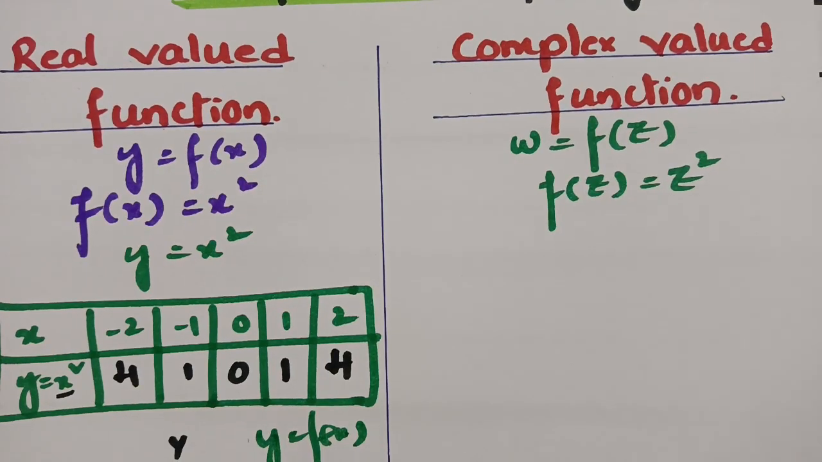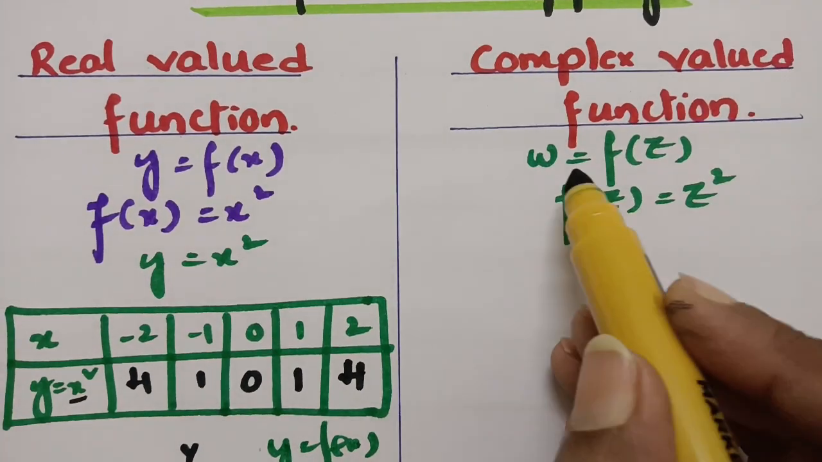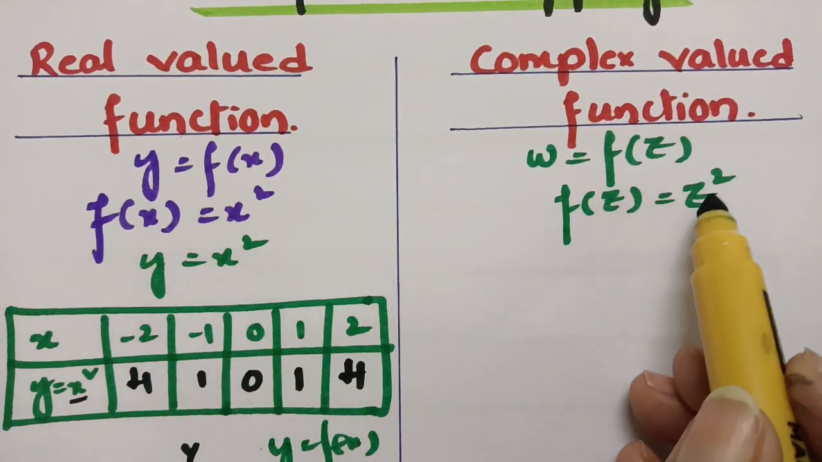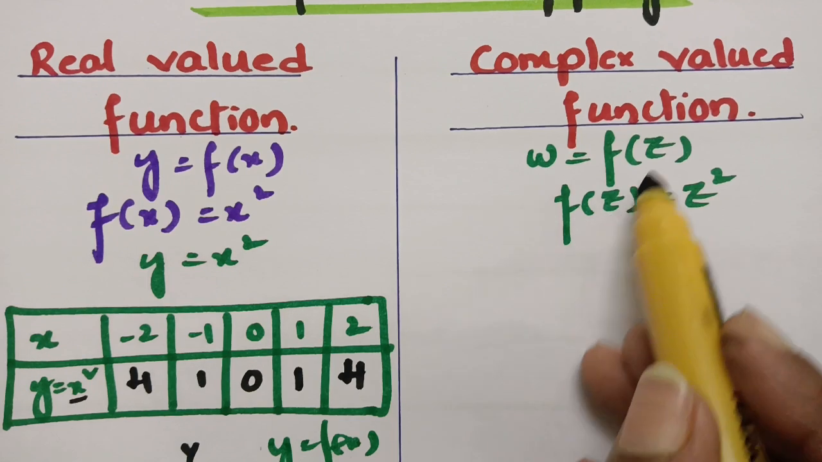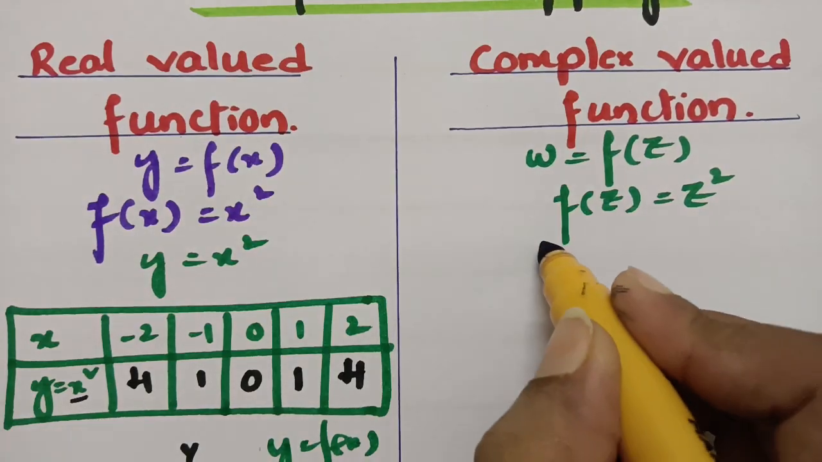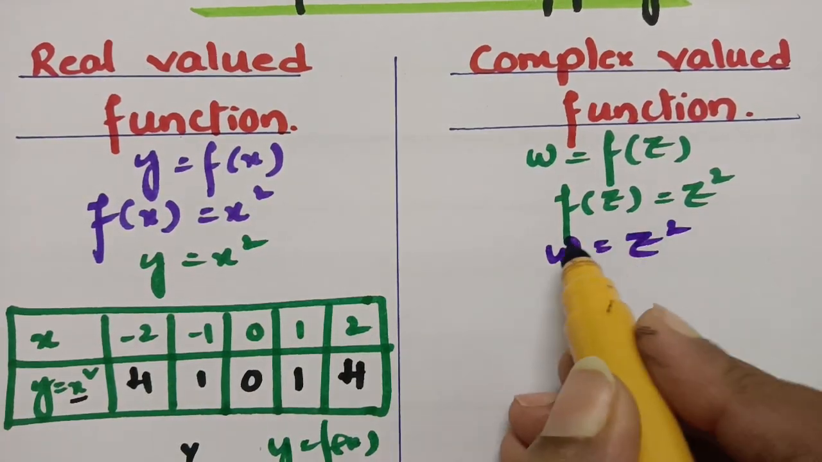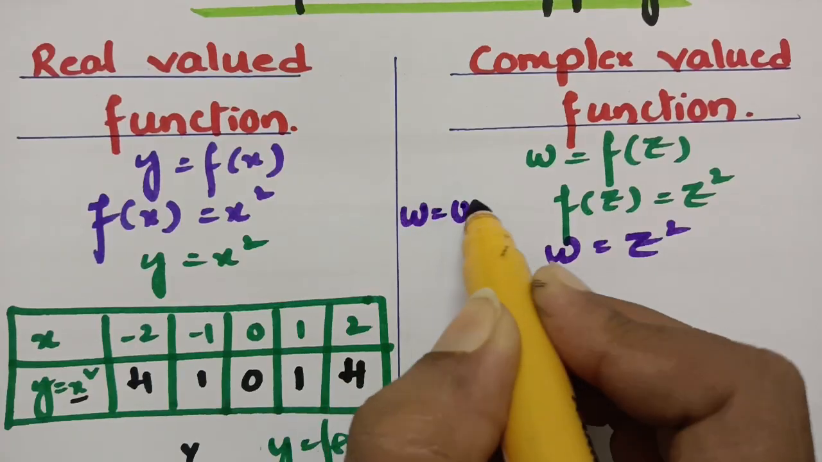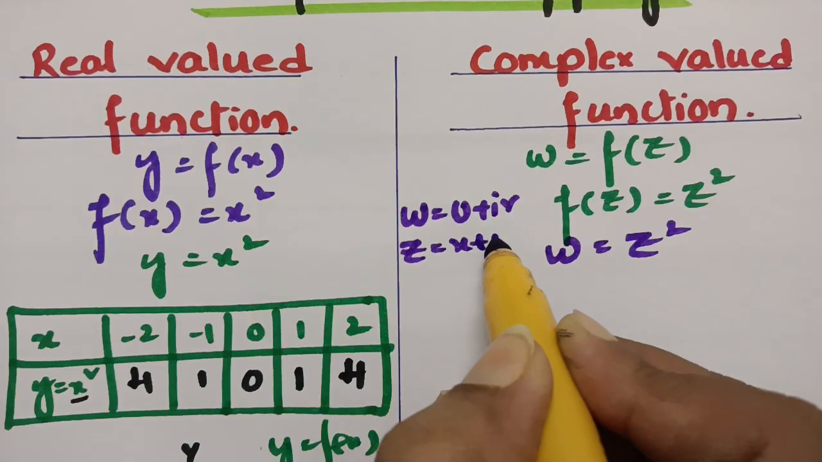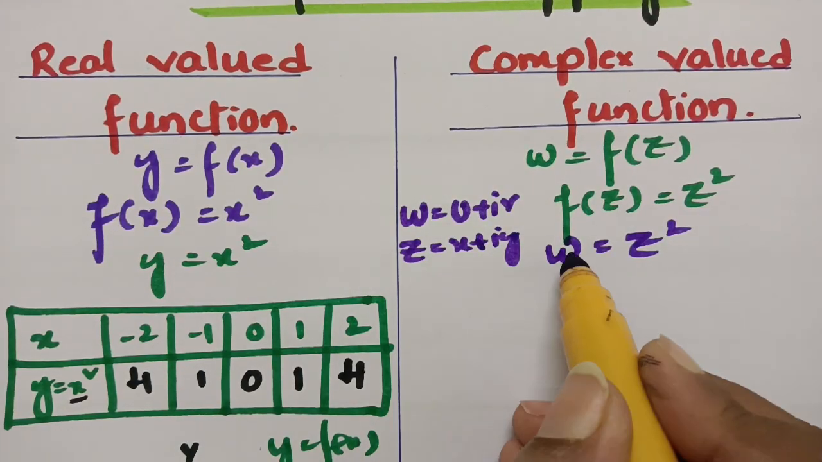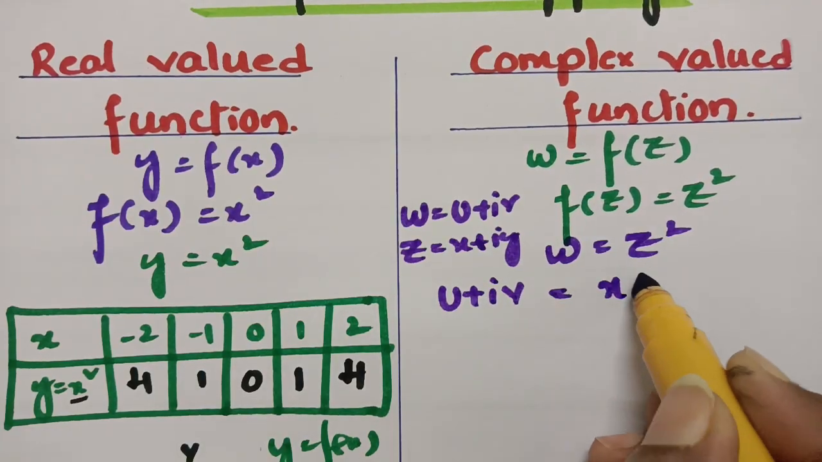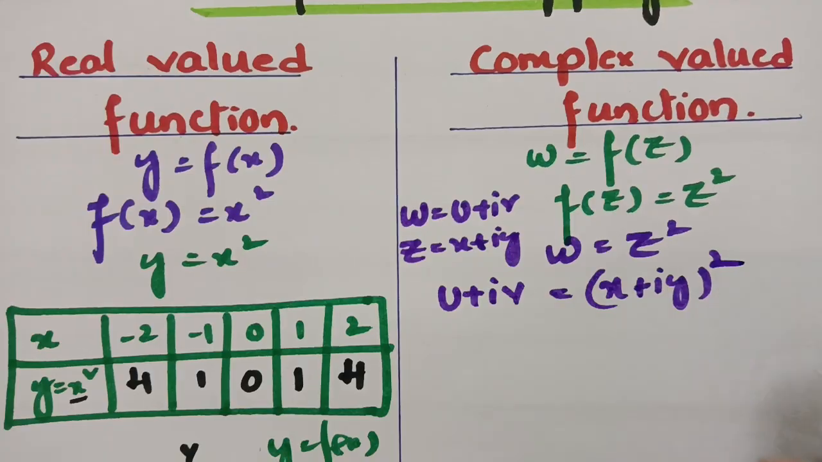Now coming to the complex valued function, we have w is equal to f of z. Here, instead of x square, I am taking z square. So what is f of z? f of z is nothing but w. Clear? So w is equal to z square. Obviously w is equal to u plus iv, and z will represent x plus iy. So in place of w I am writing u plus iv, and in place of z I am writing x plus iy, and this value is whole square.